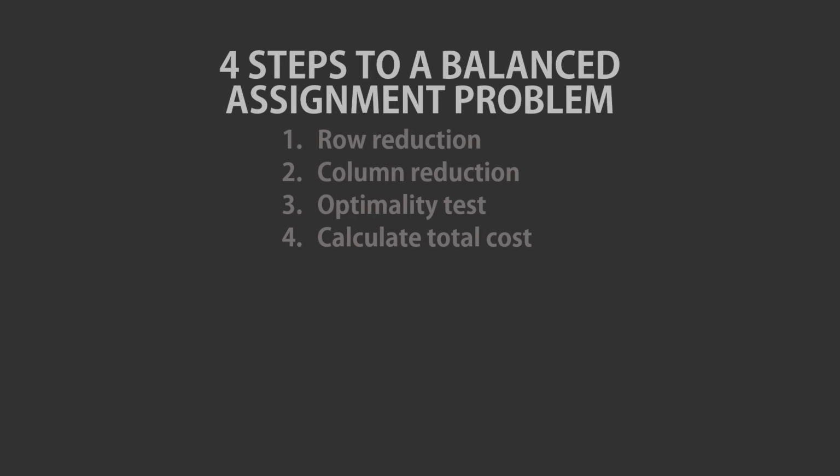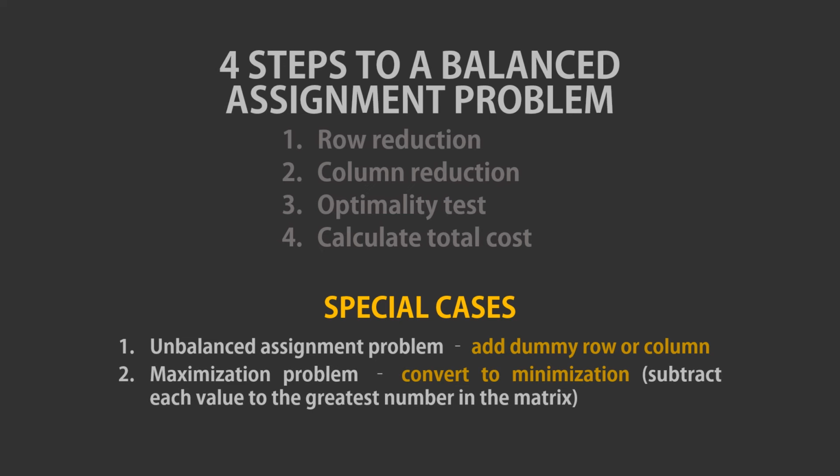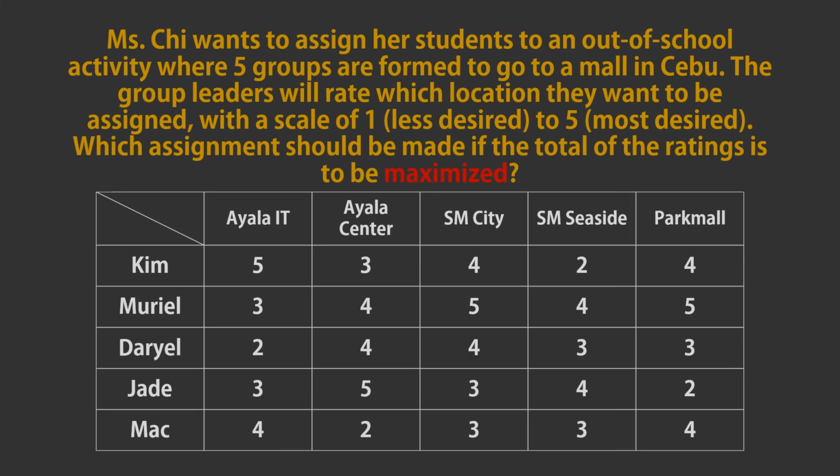There are 2 types of special cases in an assignment model. The first is an unbalanced assignment problem, where the number of tasks, the number of columns, does not equal the number of people, or the number of rows. Solving this case is similar to the transportation problem, where you make a dummy column if the number of rows is greater, or a dummy row if the number of columns is greater. In the case of a maximization assignment problem, simply subtract each rating from the largest rating in the table to convert to minimization. We shall now proceed to an example problem.